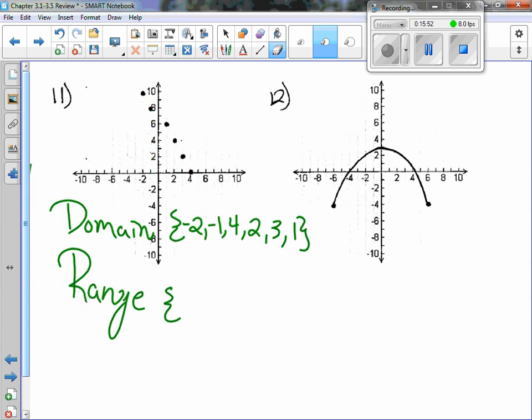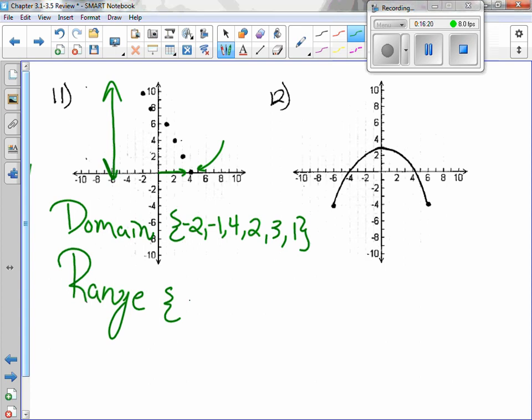Now the range is going to be the y values. So it's going to be going up and down. So our smallest one is right here. So what's the y value of that lowest point? What's the y value of this point right here? Well, the x value is 4. 0. Because the value of y along that x-axis is 0. It's always going to be 0.